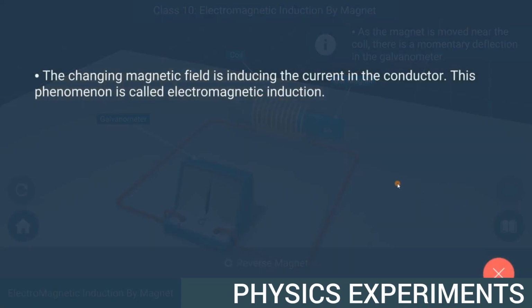This changing magnetic field is inducing the current in the conductor. This phenomenon is called electromagnetic induction.